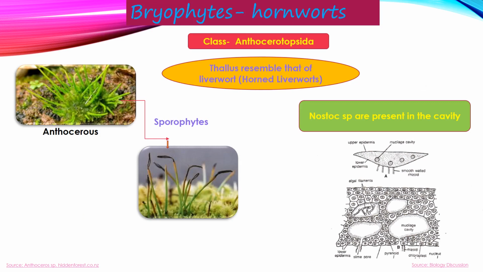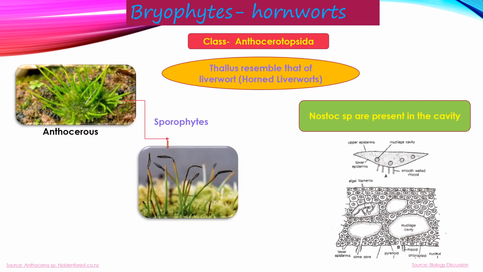Members belonging to the genus Anthoceros are the example of hornwort. The thallus resembles that of liverwort, except for the special horn-like structure. Because of it, it is called horned liverwort. In the horns, the spore-producing body called sporophyte is present. The sporophyte of hornwort consists of a foot and a long sporangium. When it gets matured, the sporangium splits longitudinally into two ribbon-like horns.